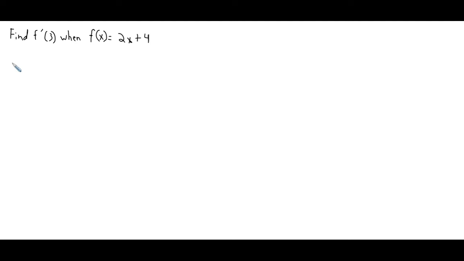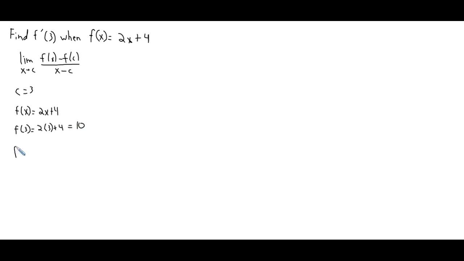Let's do an example. Find f prime of 3 when f of x equals 2x plus 4. First, we write down our formula. The limit as x approaches c of f of x minus f of c, all divided by x minus c. Okay, so what do we need for this formula? Well, we know that c is 3. We were given f of x, that's 2x plus 4. And now we need f of c, so f of 3 equals 2 times 3 plus 4, or 10.